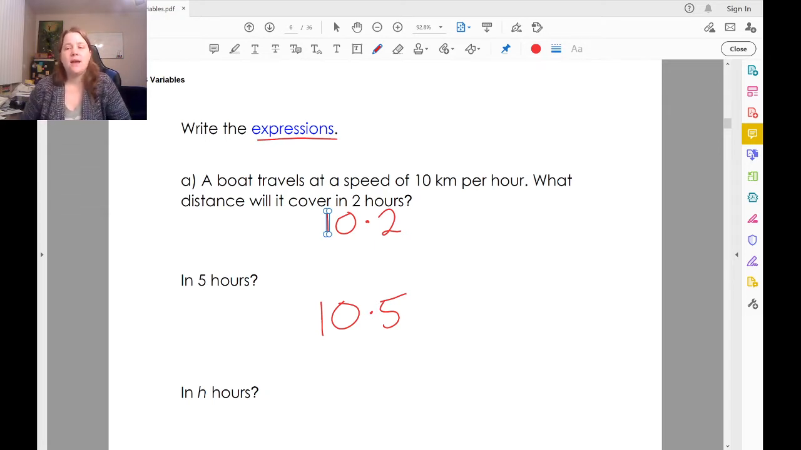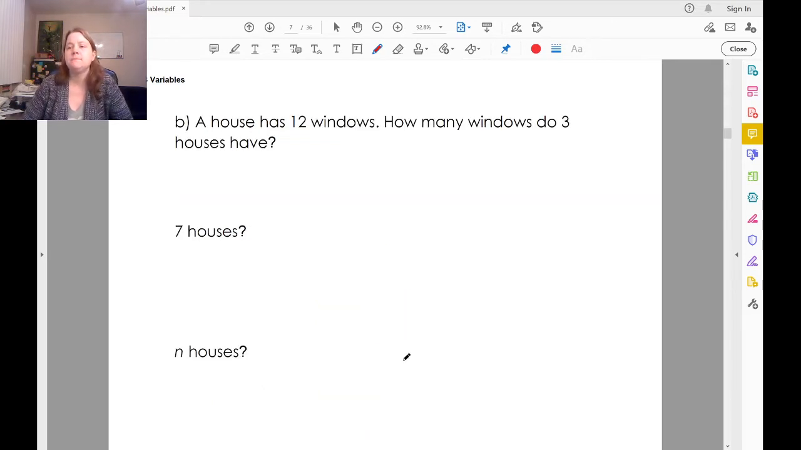Now they're asking, what distance will it cover in h hours? Well, how am I supposed to figure that out? I know that when it was 2 hours, I put a 2 here. 5 hours, I multiplied by 5. So when it's h hours, I'm going to multiply by h, 10h, or 10 times h. But this is the cleanest version, and not just because that 0 looks better than the other one.